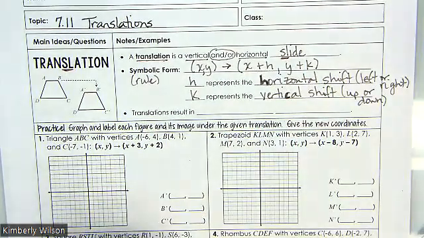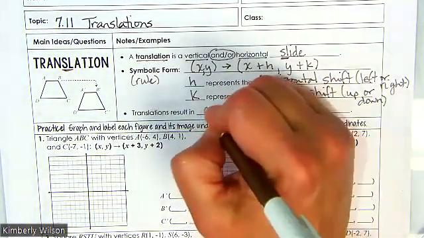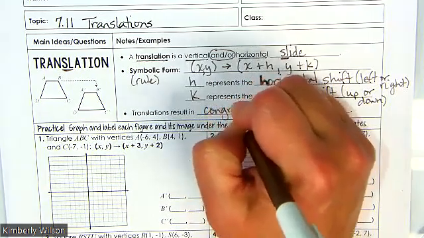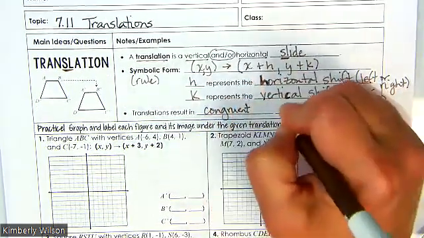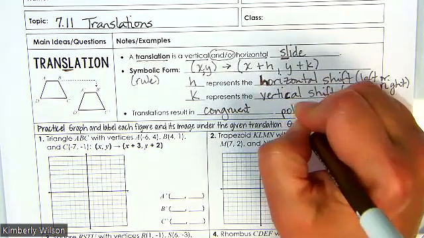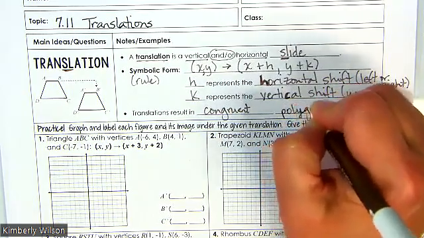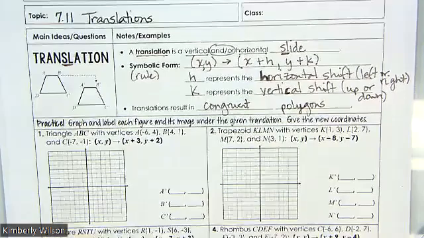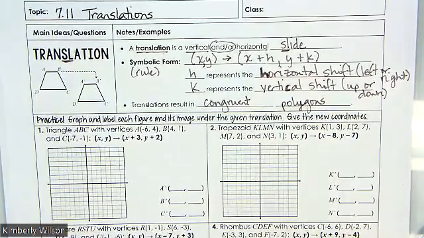And the translation results in congruent polygons because you're not changing the shape, you're just sliding it up, down, left, or right. Congruent polygons, so therefore the measures all stay the same for the side lengths and the angles. All right, let's work a couple of these.